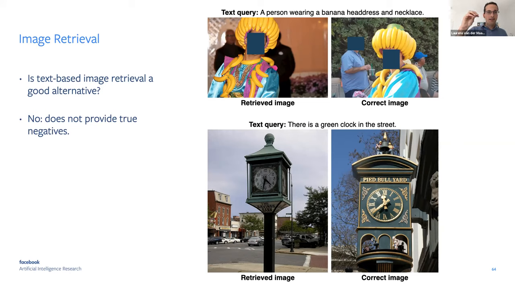in this kind of task, you typically know what the positive image is, but you don't know anything about all the other images in the dataset. You're just assuming that they're negative. But as it turns out, even in a dataset like COCO Captions, there are actually multiple photos of a person wearing a banana headdress, which seems like a pretty low probability event, but still there are multiple photos.